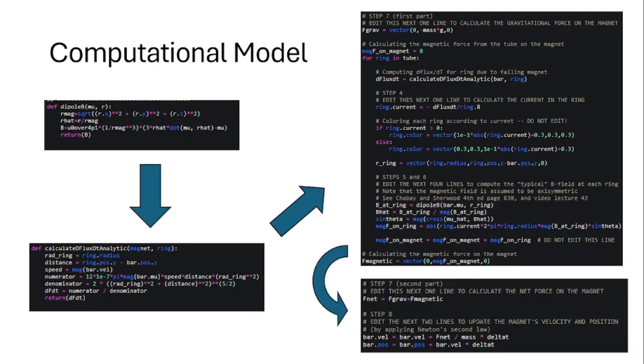Here for the computational model, we use GlowScript. Right here is the code for the B field, and right here I wrote the code for the flux going through the aluminum as the magnet is falling. For the last two steps, this handles the forces on the magnet as it's falling. As we see right here, the net force on the magnet is going to be 0 as it's going through the tube. And then we have more code down here handling the changing velocity and position of the magnet through its motion.